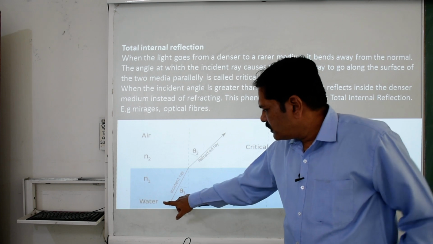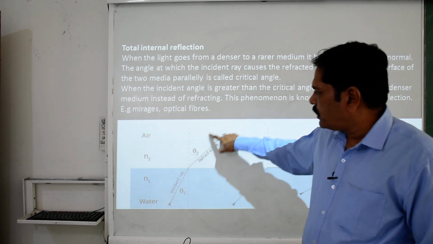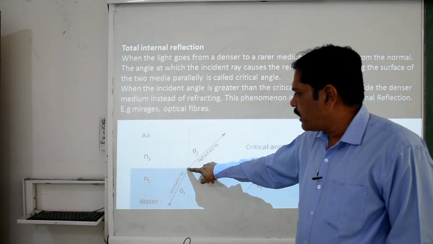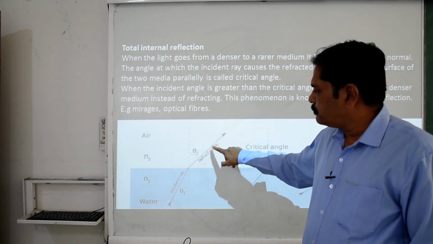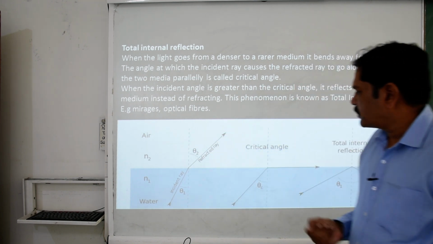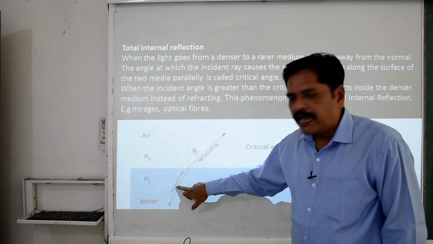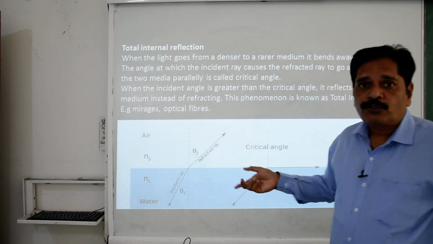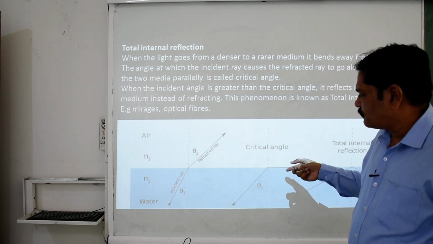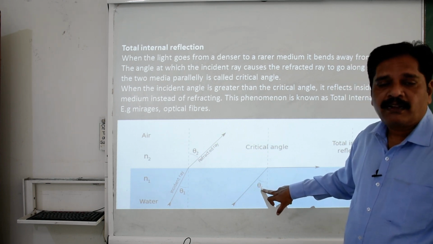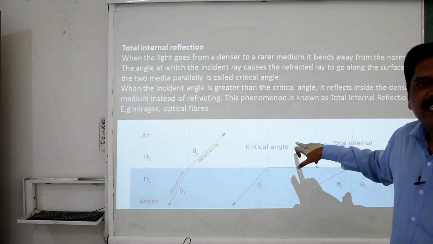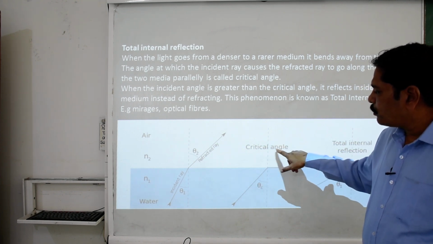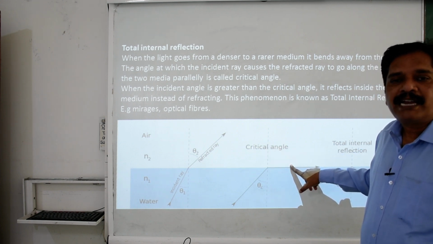Just consider that light rays start from water to air. At the point of incidence, if you drop a normal here, then surely the ray will bend away from the normal because its speed increases here. Now consider the second case. If you increase the angle of incidence, of course the angle of refraction will increase. So the incident angle for which the angle of refraction is 90 degrees is called the critical angle. This angle is critical because it is responsible for deflecting the light by 90 degrees.